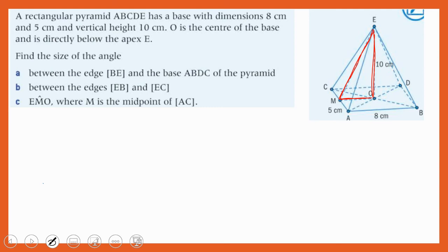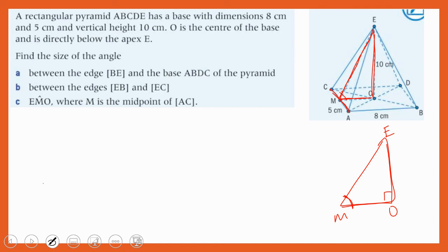EMO is the angle, right? So again, like I'd said before, not sure why I drew it backwards. Let's try that again. So EMO, this is the angle we're finding. And they do tell us that M is the midpoint of AC. So again, we know that just comes straight out from O to side AC, right?